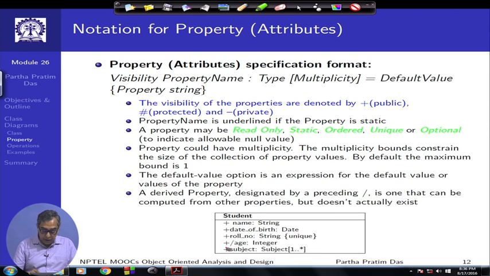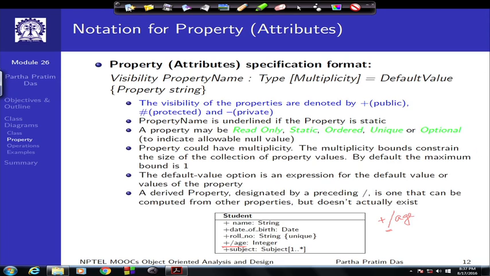Then some properties, like this one, are written with a forward slash before the name. This forward slash means that this is a derived property, which means that this property by itself will not be stored, but there will be some operation through which the value of this property can be computed whenever I want to access it.